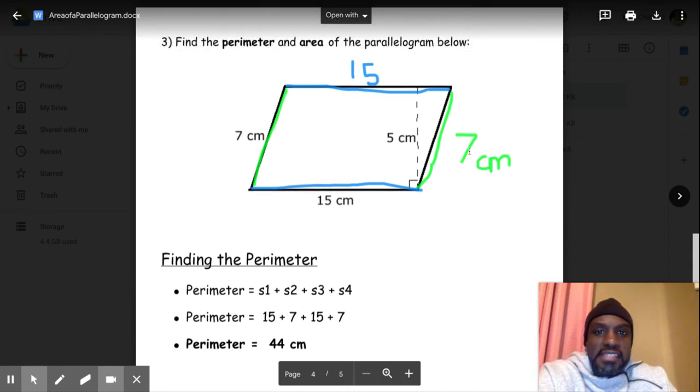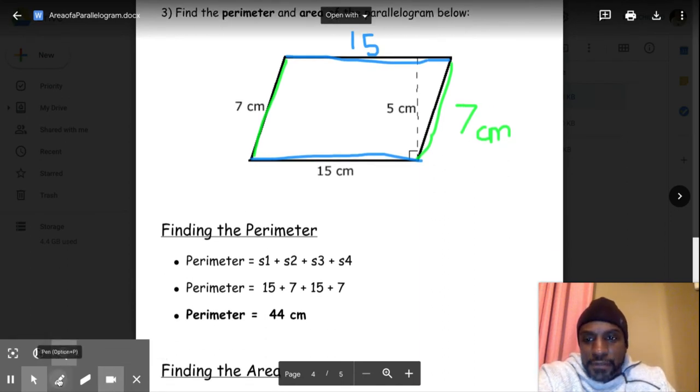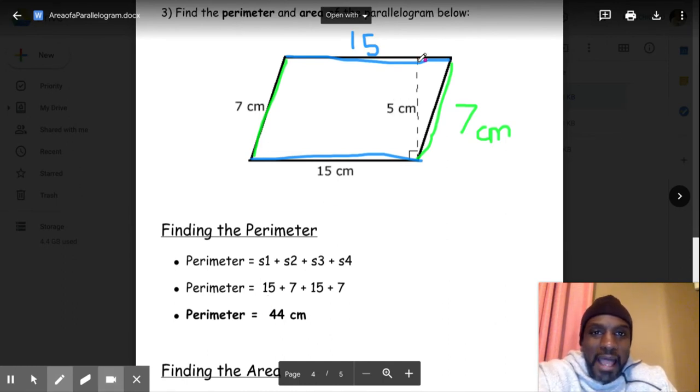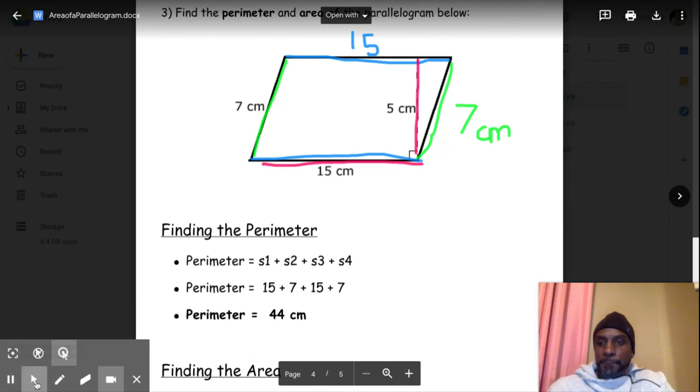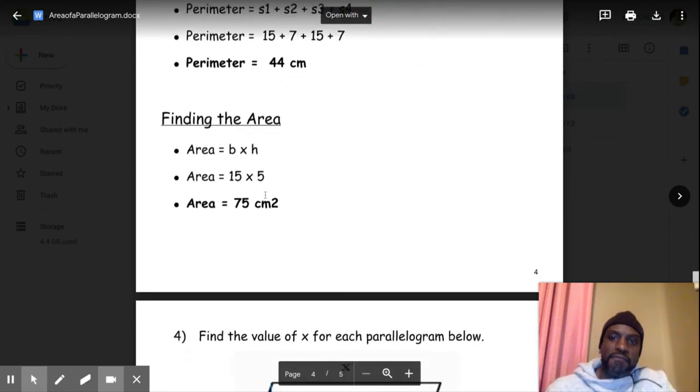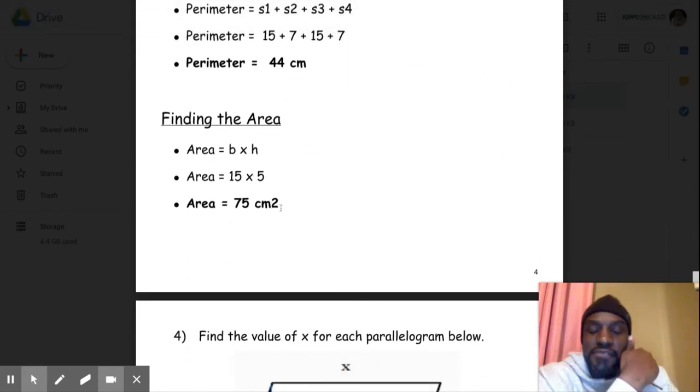Now, it says find the area. The area will be different. Here we go. I'm going to use my red line now for that because now I need my height and I need my base in red. The base is 15 right here, but the height is 5. So I'm using 5 times 15 to get my area. Right there, 5 times 15, that is 75 centimeters squared.